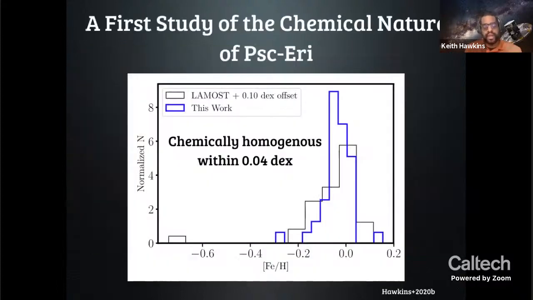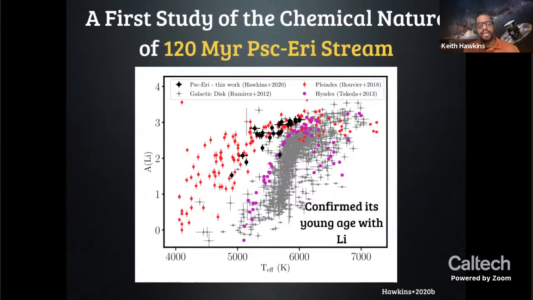And so we went and got high resolution spectra again of this stellar stream. We find that it's chemically homogeneous to about 0.04 dex in metallicity. But what was really cool was that we were able to confirm the very young nature of the stream just using the lithium abundances. So this is again showing the lithium abundance as a function of temperature for the galactic disk, which is a few gigayears old, the Hyades, which is about 600 or so million years old, the Pleiades, which is about 120 million years old, and this Pisces-Eridanus stream in black.